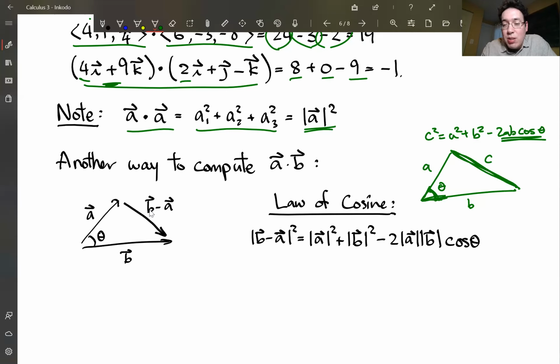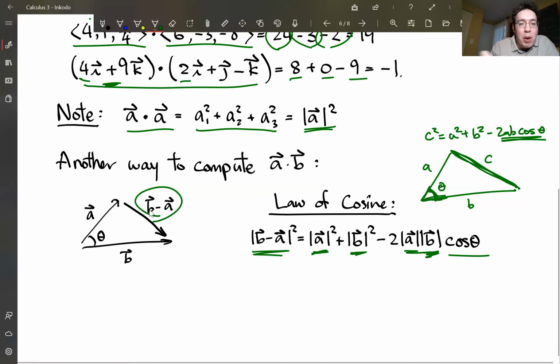Okay. So if you use this law of cosines in the setting of vectors, imagine there's vector A and B here, and this is the vector B minus A. So if you take negative A plus B, then you'll get B minus A here. And then apply the law of cosines here. So this is the side C. So take the magnitude of that vector squared. That should be equal to the magnitude of A squared plus the magnitude of B squared minus 2 times the magnitude of A times the magnitude of B times the cosine of the angle between them.